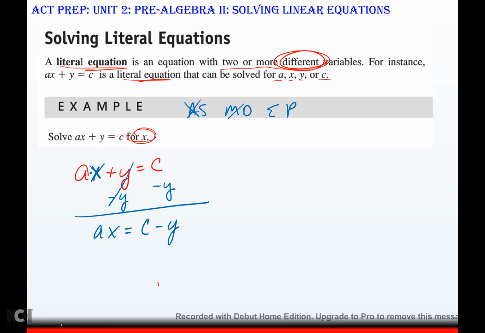Alright, and now they're multiplying my x by a, so to undo that, I'm going to divide by a on both sides. Kills it. Gives me x. You can't divide c minus y by a, so you just leave it. C minus y over a is what x is equal to. Done.